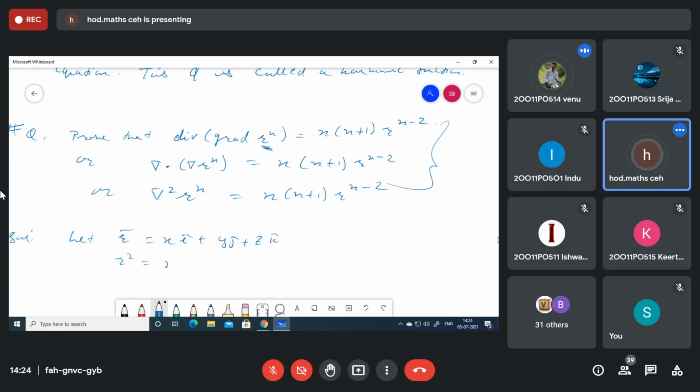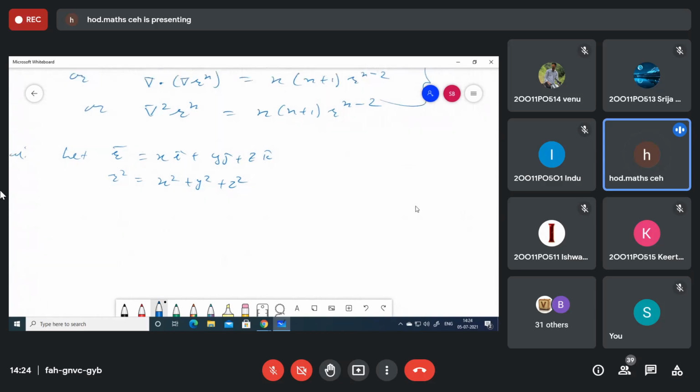What is r? r squared equals x squared plus y squared plus z squared. Why am I doing this? Because I need the r to the power n value. And del squared means I need to differentiate this function with respect to x, y, z. Is it or not? ∂²/∂x², ∂²/∂y², ∂²/∂z², and so on.